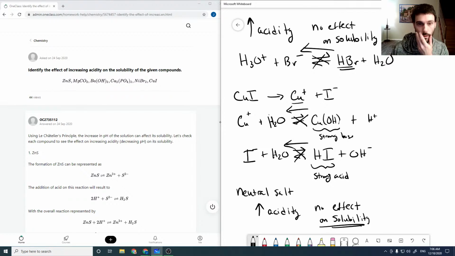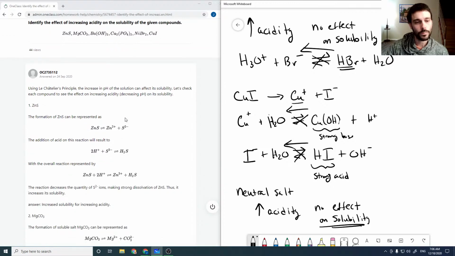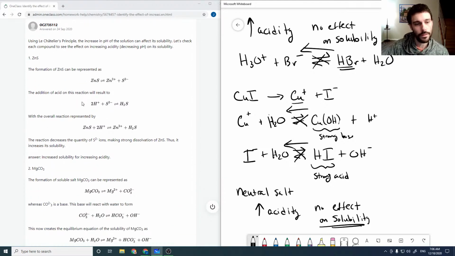Okay, so basically, if we look, for our first 4, increasing our acidity would increase our solubility, but for the latter 2, increasing our acidity should have no effect. Okay, so they mentioned that Le Chatelier's principle states that pH should affect, but they don't say what effect. So if it's a basic salt, it will increase, whereas neutral or acidic, it shouldn't have an effect, or it should have a negative effect for acidity.